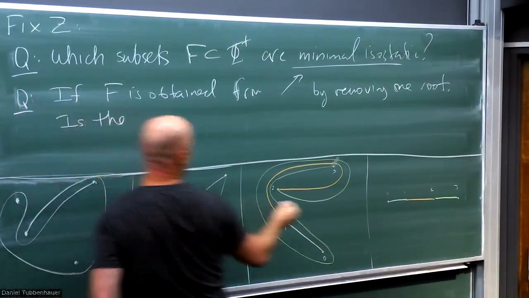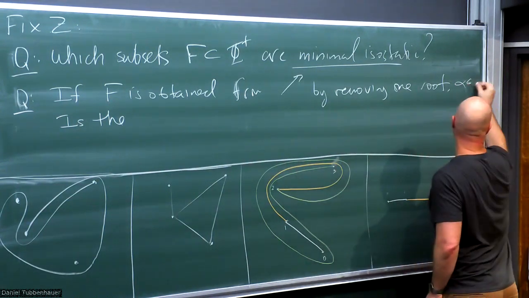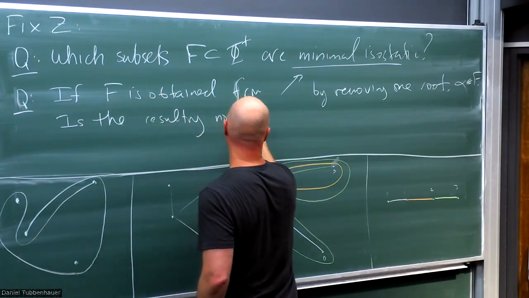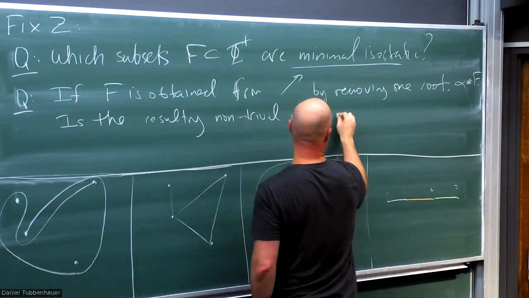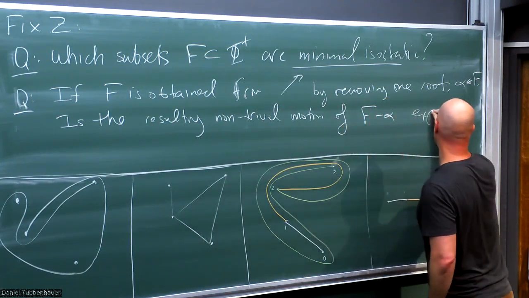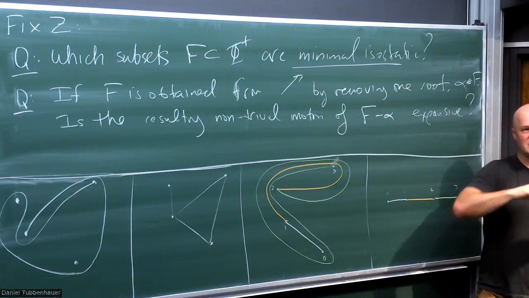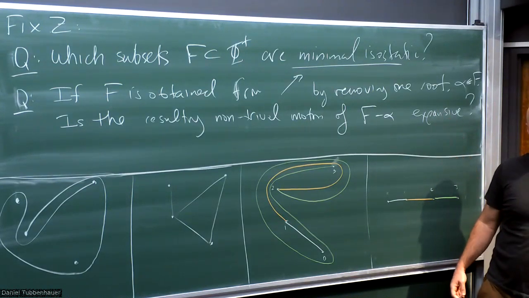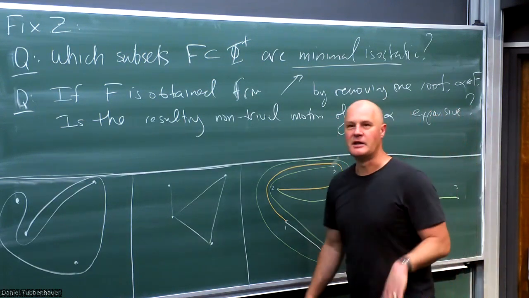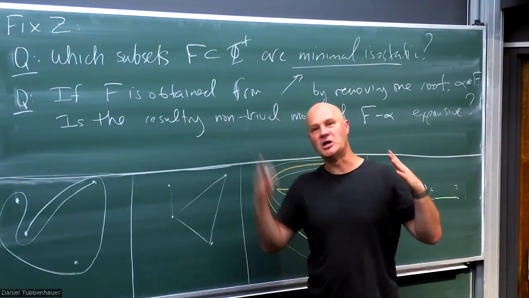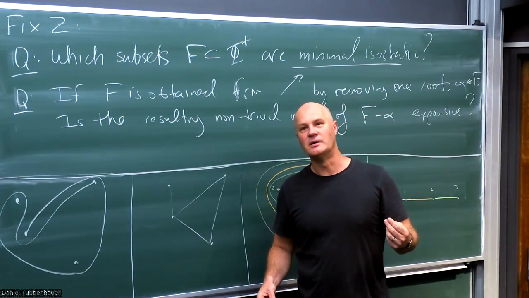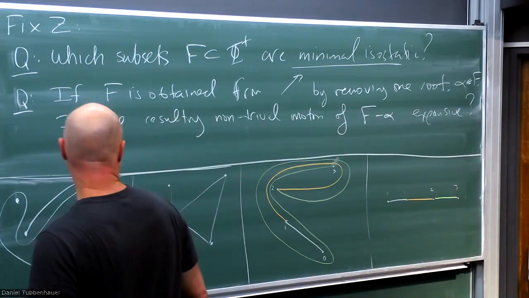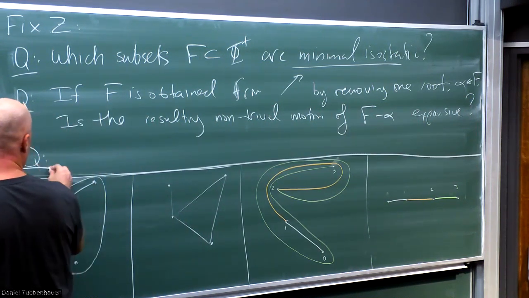Is the resulting non-trivial motion of F minus alpha expansive? Well, it's actually a line of motions, and in one direction it might be expansive, in the other direction not. You get it? The space of motions being one-dimensional. Yes, if you have a minimal isostatic framework, the space modulo rigid motions is 0, and linear algebra tells you remove one guy, it picks up a motion.